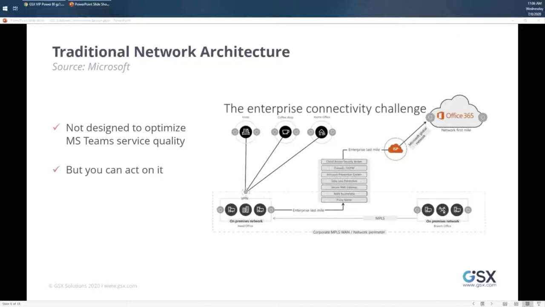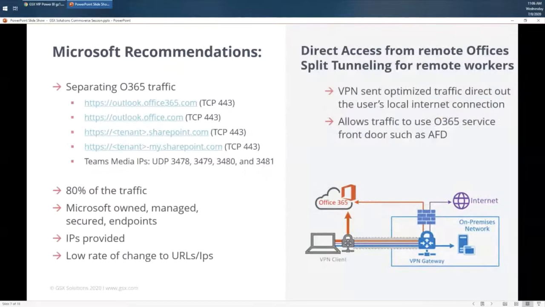And basically that goes against every recommendation provided by Microsoft to optimize the service quality of Microsoft Teams. It's a very traditional architecture, but it doesn't provide good performance when you are using Office 365. So the first recommendation of Microsoft is really to try to do a direct connection between your Teams user and the Office 365 nearest vendor.